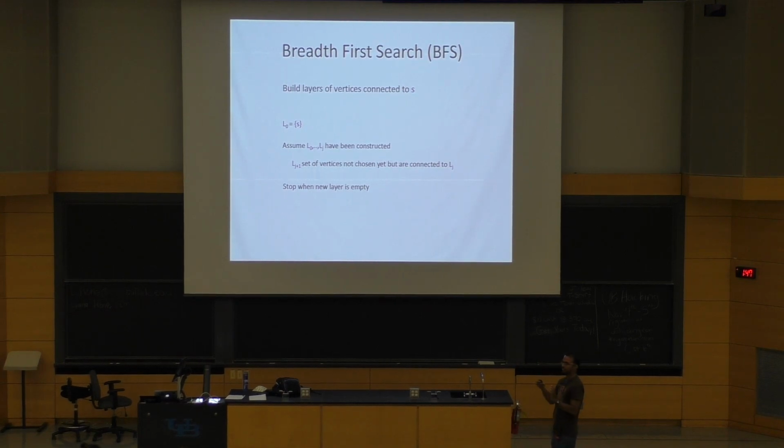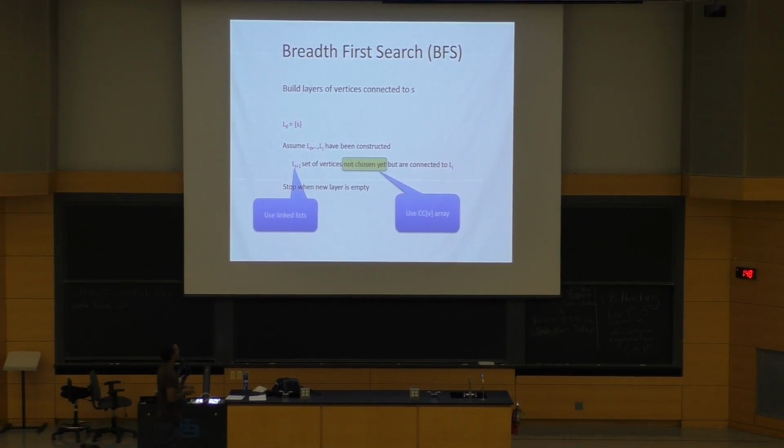Remember the way we're looking at BFS is you're building these layers one by one, right? So you start off with L0, you build up to Lj, and then you build the next layer L of j plus 1. One of the easiest ways to do this is just have one linked list for each layer. And to keep track of whether a node has been chosen yet or not, instead of looking through all lists, which can be bad, you just keep a Boolean array that for a given vertex v tells you whether it's already chosen in one of the layers or not.